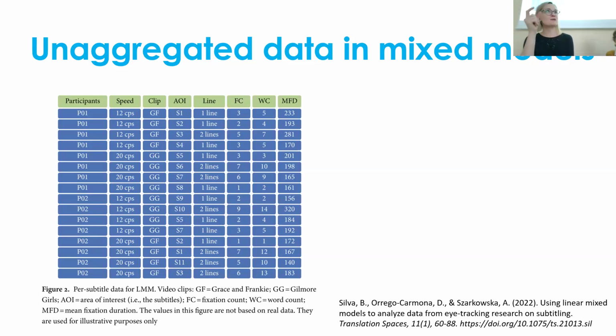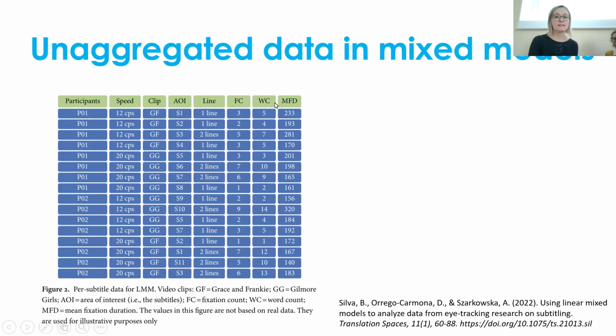But depending on what kind of export you're doing, what I'm showing here is an interest area report, so to speak. So I'll have one data row per participant per subtitle. And I also included the speed, and what type of clip, so there were different videos. So what kind of video it was, the number of the subtitle, whether it was a one-liner or two-liner, and then fixation count, word count in this particular subtitle.